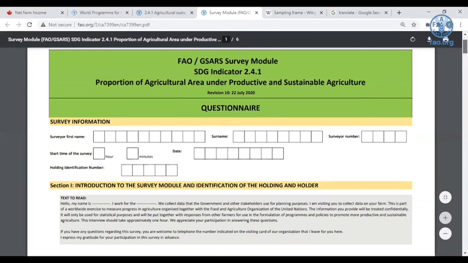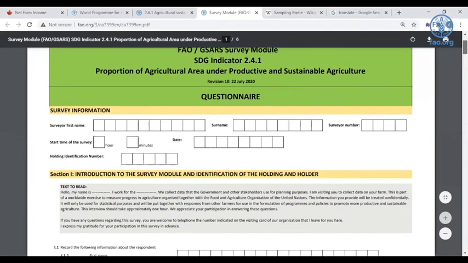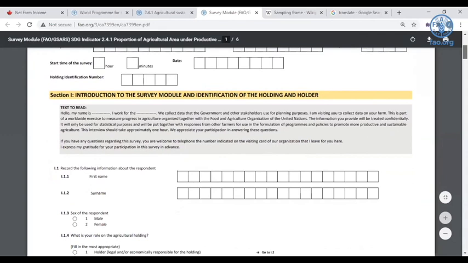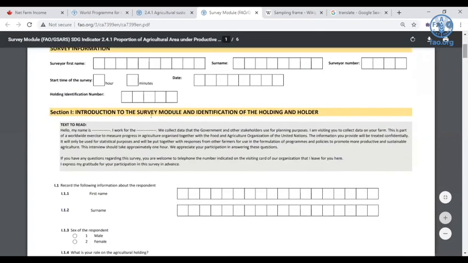So you have a look at that, and you have a look at your current agriculture survey. And then you see which questions you are missing. And then from here, you just start integrating those questions into your agriculture survey for it to be SDG 2.4.1 ready. So as you can see here, we have section one on introduction of the survey module and identification of the holder and the holding.